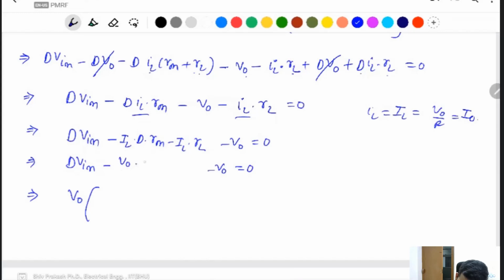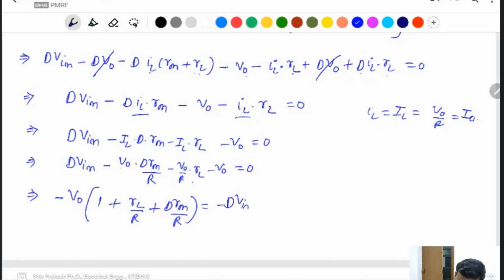Vo into D R on divided by R, where Vo by R is taken here. Taking Vo common, we find 1 plus RL divided by R plus D R on divided by R is equal to D Vin, the minus cancelling out. Then we finally find the output voltage as D Vin divided by (1 plus RL by R plus D R on divided by R).